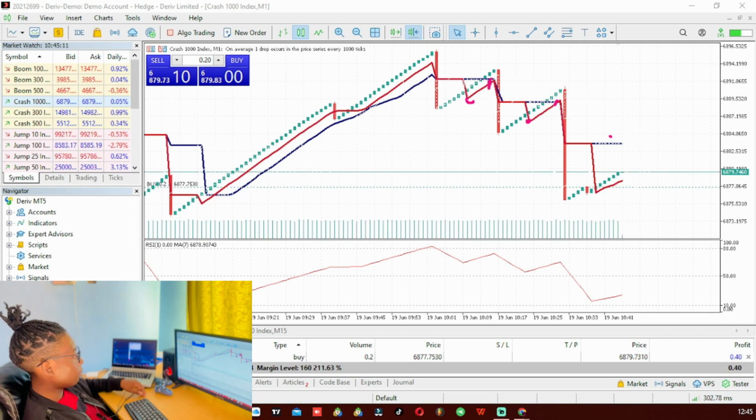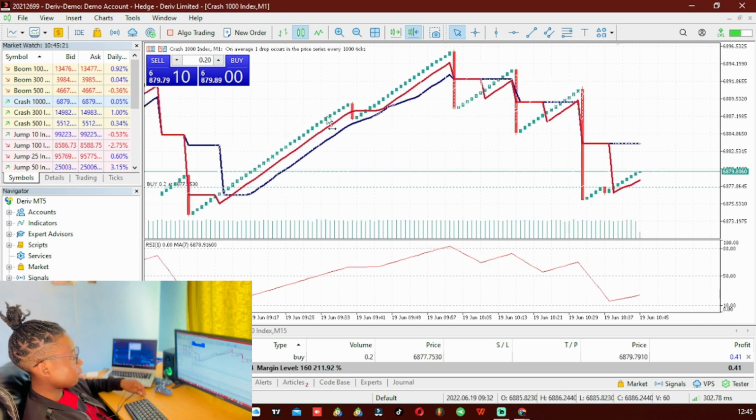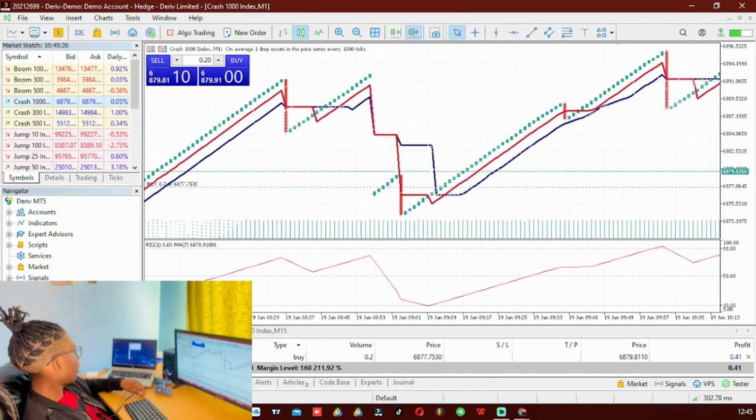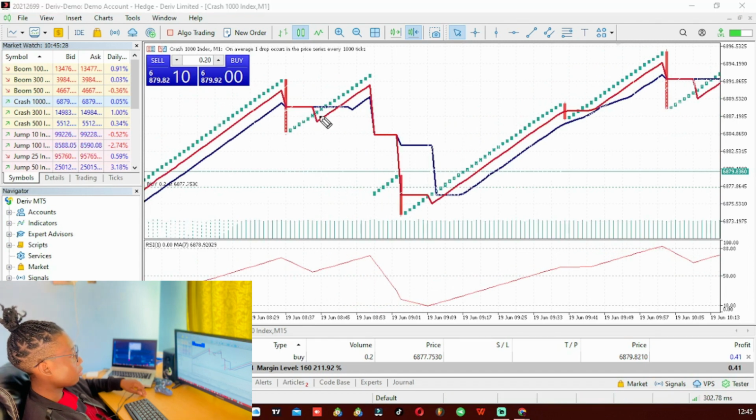Let me look for another good example. First of all, let me rub this. Okay, let me scroll. Okay, another good example is here. You buy here and you close here. Yeah, so it's simple. What you're supposed to follow here is simple.